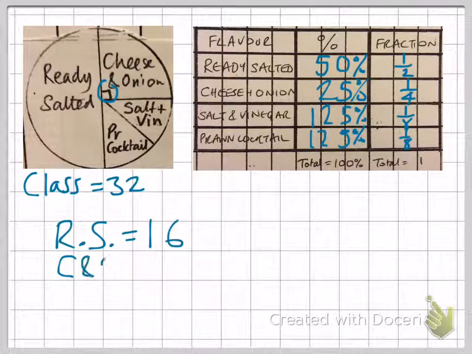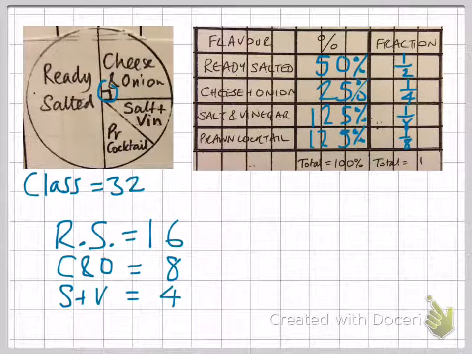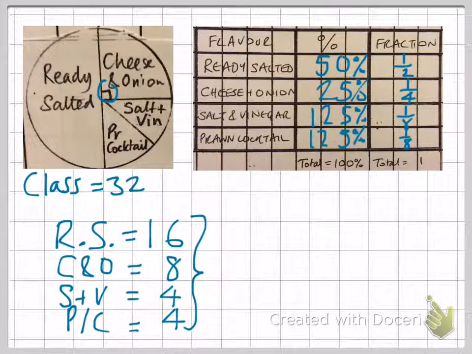For cheese and onion, that would be a half of a half. If a half of the circle is 16, a half of that is 8. And then for salt and vinegar, you'd have half of that again, which would be 4. And for prawn cocktail, you would have the same as salt and vinegar, which is 4. These should add up to 32, which they do.